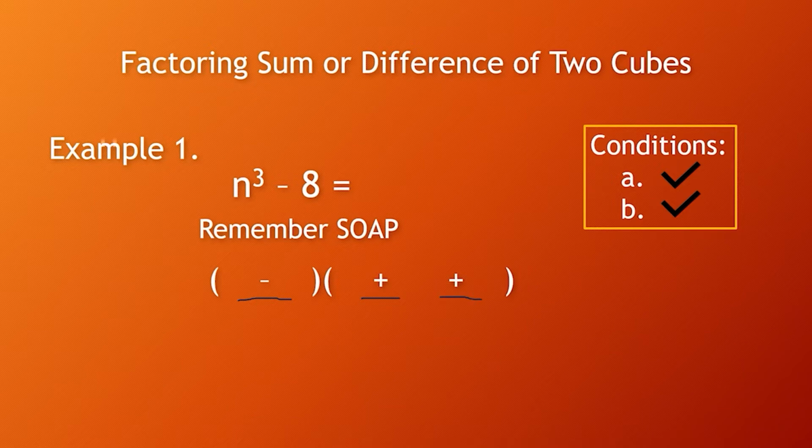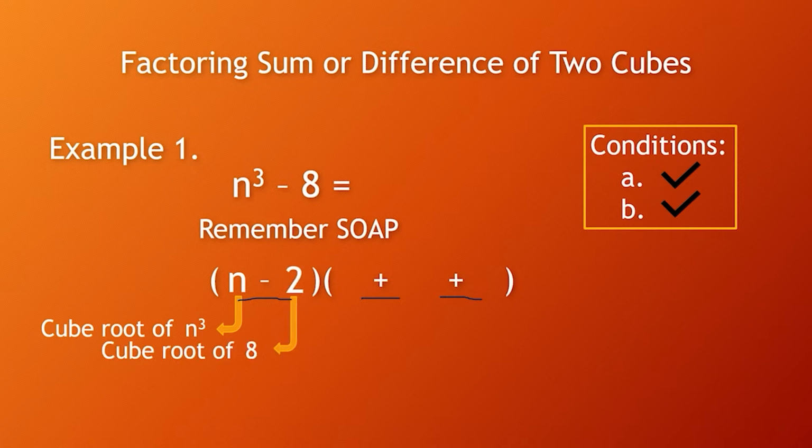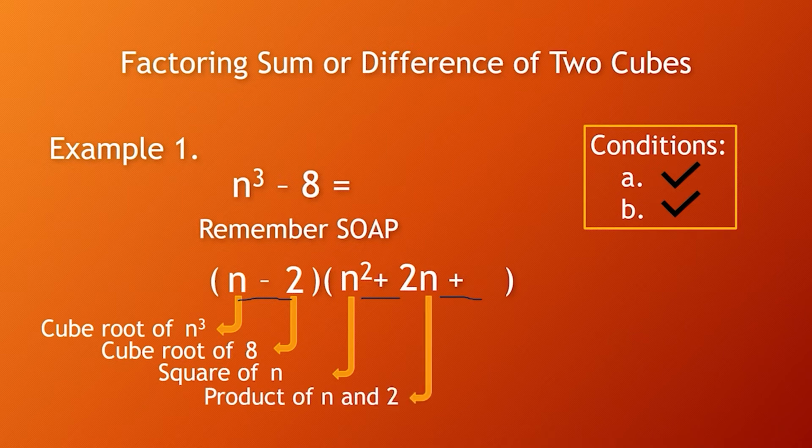Alright, so first we have n, which is the cube root of n cubed. Next, 2, which is the cube root of 8. n squared, the square of n. Next, 2n, which is the product of n and 2. And lastly, 4, which is the square of 2.